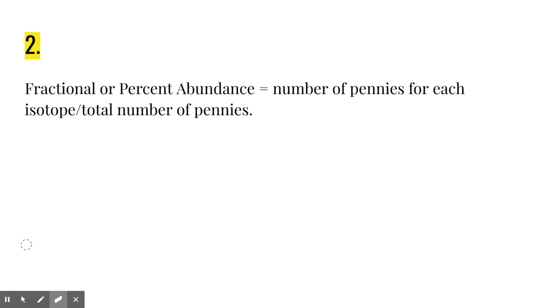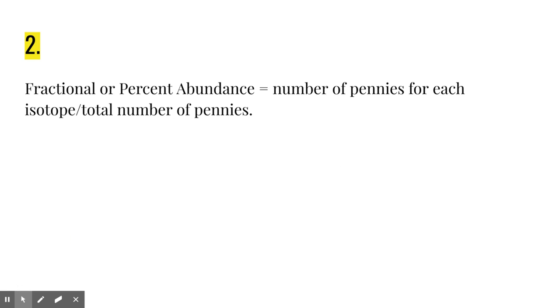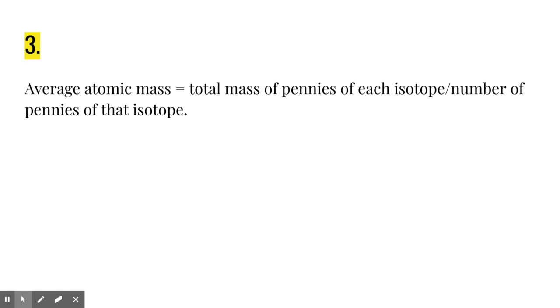Okay, so calculation number 3 wanted you to calculate the average atomic mass for each of your isotope. So to do that, to find your average atomic mass, you're going to add together the total mass of your pennies for each isotope divided by your total number of pennies that you have for each isotope. So you may have to pause this video. So for instance, we have our post and we have our pre.